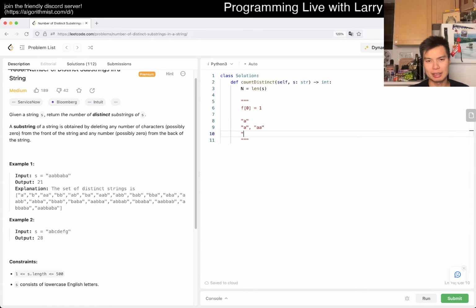And then next it's going to be with 3 characters. The B is going to be B, AB, AAB, right? And then the second B is just going to be B, BB, ABB, AABB, right?